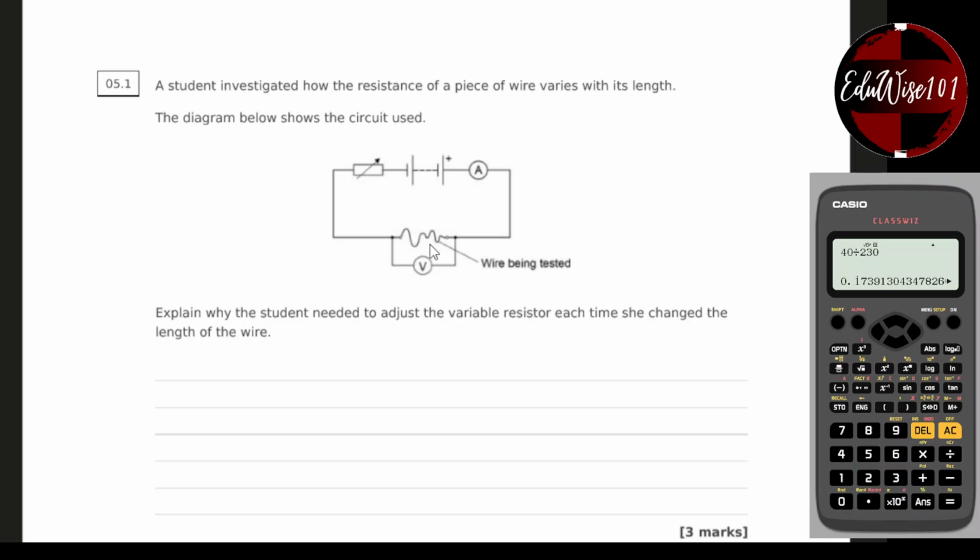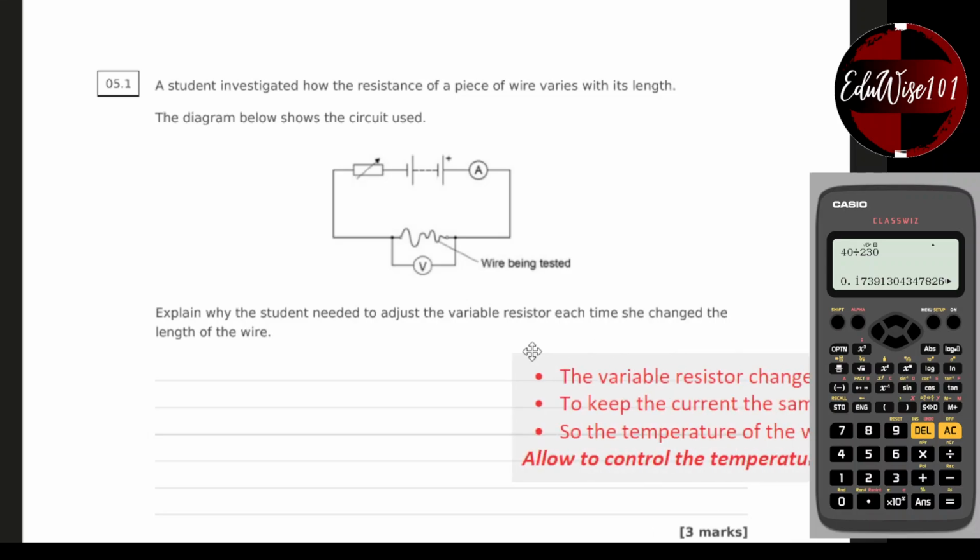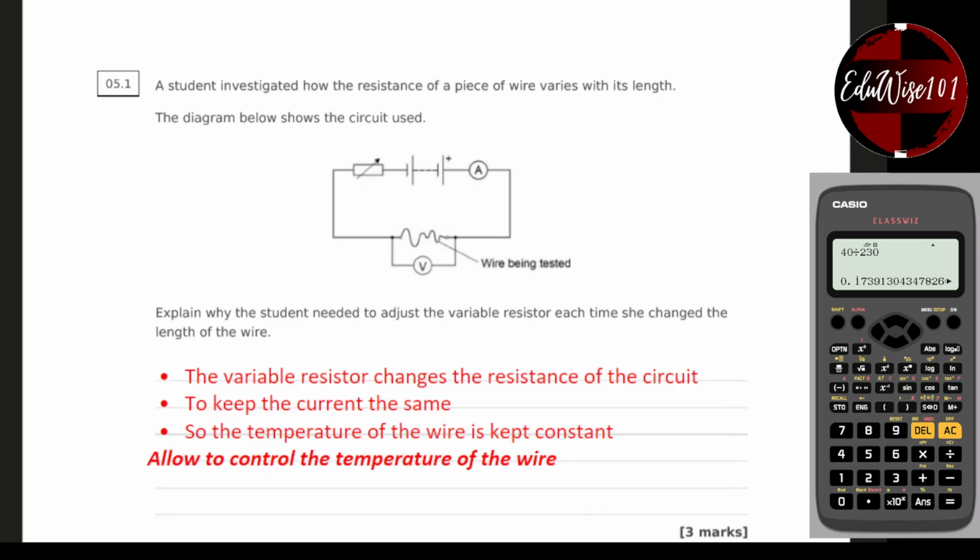Now, when you change the length of the wire, the resistance is going to change. That's what we're trying to investigate. Now, you want to keep the current the same as possible. Reason, if the current is too high, the wire is going to get hot, which can affect your readings. So here's the answer. The variable resistor changes the resistance of the circuit, in order to keep the current the same, so the temperature of the wire is kept constant.